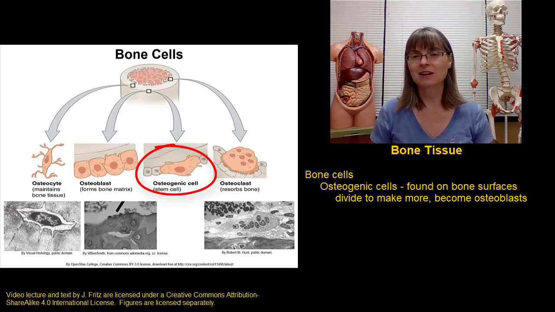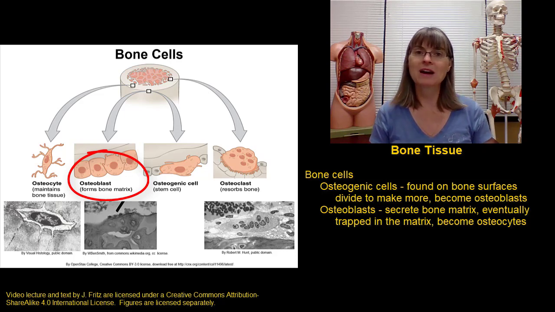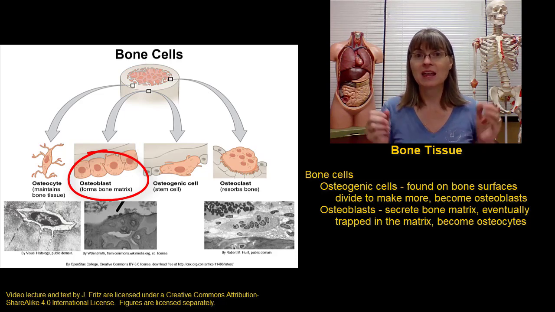The osteogenic cells are found on the outer and inner surfaces of a bone, and these will become the osteoblasts. Remember that osteo refers to bone and blast is to make, so these are the cells that are going to actively make the bone. These cells go to work wherever bones are growing, and they actively secrete matrix.